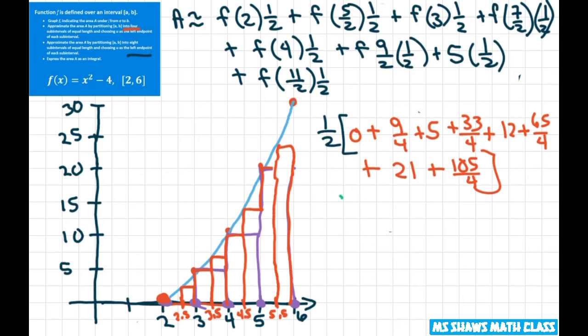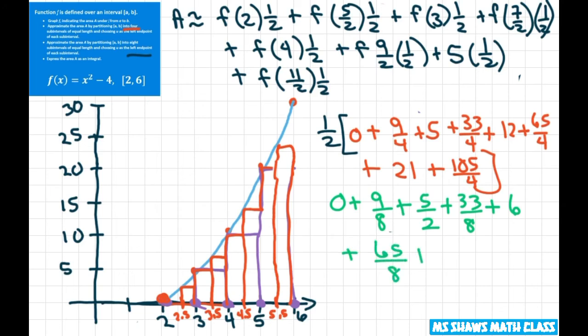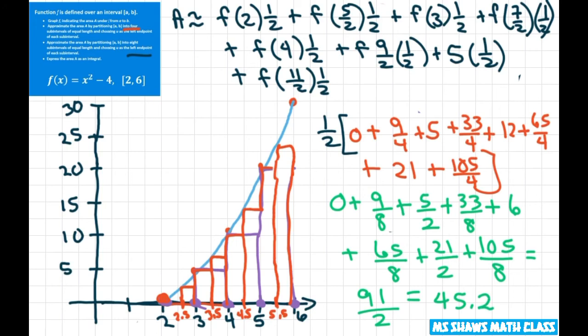And then multiplying all that through, that's going to give you 0 plus 9/8 plus 5/2 plus 33/8 plus 6 plus 65/8 plus 21/2 plus 105/8. Now this is going to equal 91 divided by 2, and that's going to give you 45.5 as the approximate area. So this one's probably a little more accurate than the first one we did.